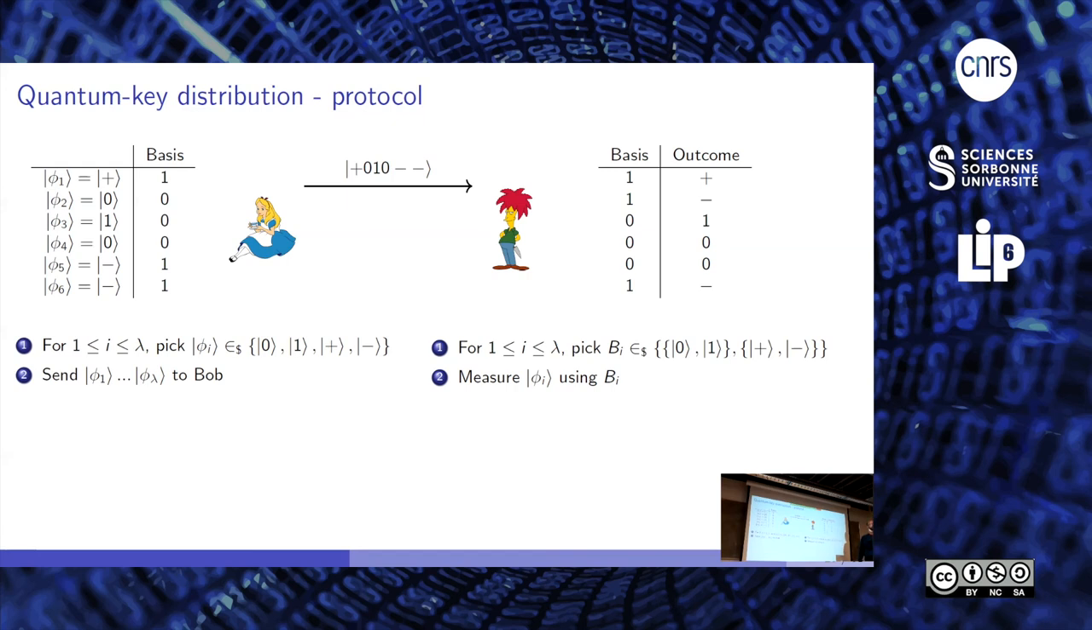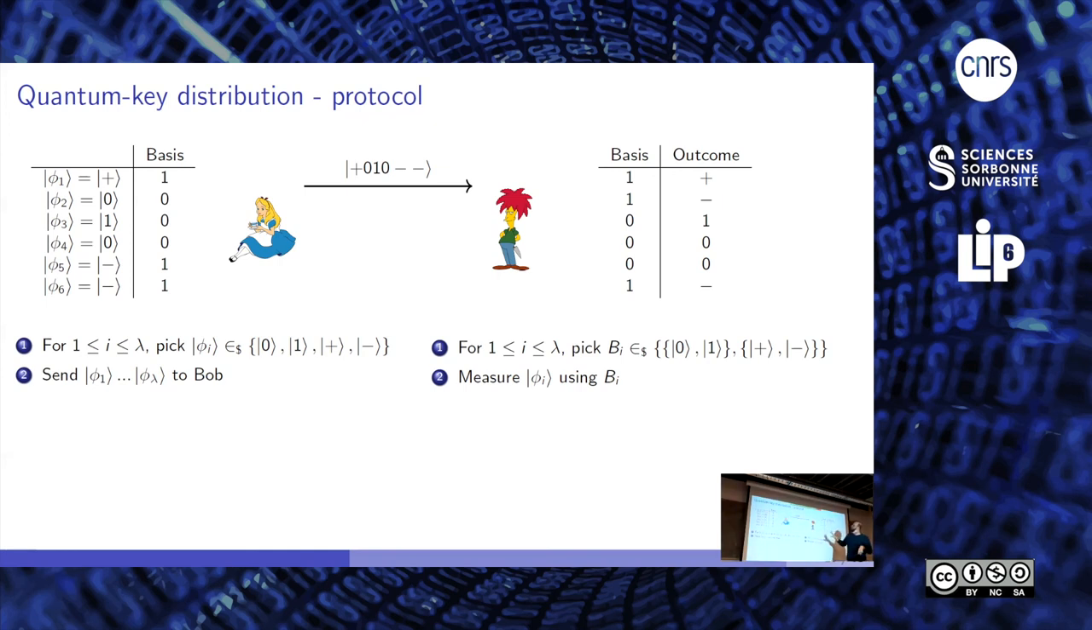Yeah, I didn't understand the second step. So why is the basis different for Bob? No, okay. The point is, Bob didn't know the basis. He doesn't know anything about the private randomness that Alice chose. So he picked a fresh new basis. He just chooses bases, and he measures the qubits sent by Alice using these bases.